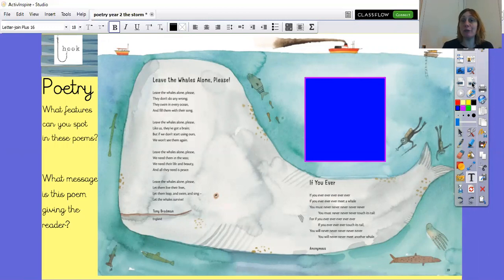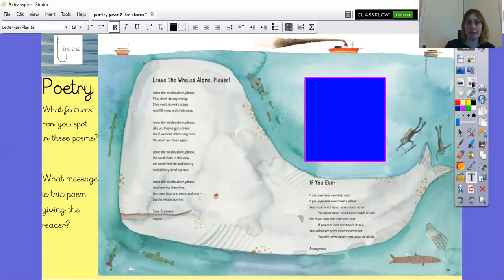So it's called Leave the Whales Alone, Please. Leave the whales alone, please. They don't do any wrong. They swim in every ocean and fill them with their song. Leave the whales alone, please. Like us, they've got a brain. But if we don't start using ours, we won't see them again.